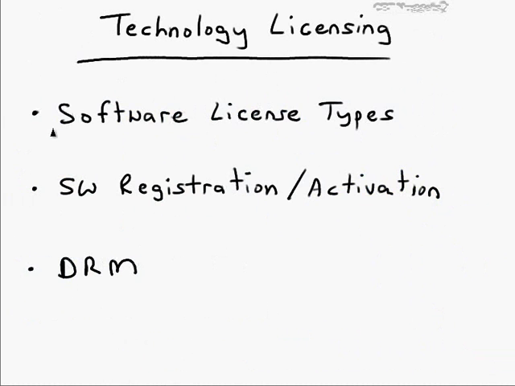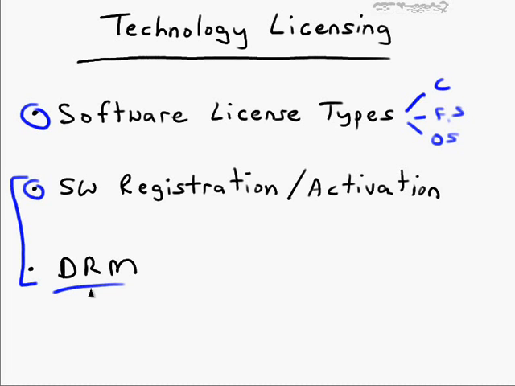Technology licensing review. In this nugget, we looked at the various software license types. On one end, you have your closed source software, your commercial software, and on the other end of the spectrum, we have our open source. Somewhere in between, we have our freeware and shareware varieties. We then looked at intellectual property protection methods, including software registration and activation and why that's important, and then applying the same type of technology to creative media. That was called DRM, Digital Rights Management.